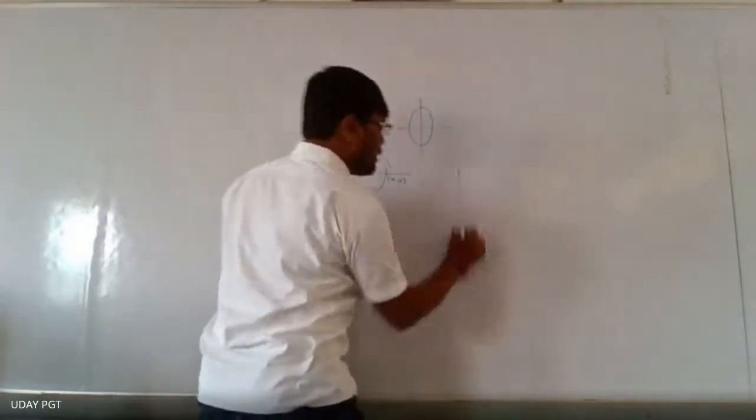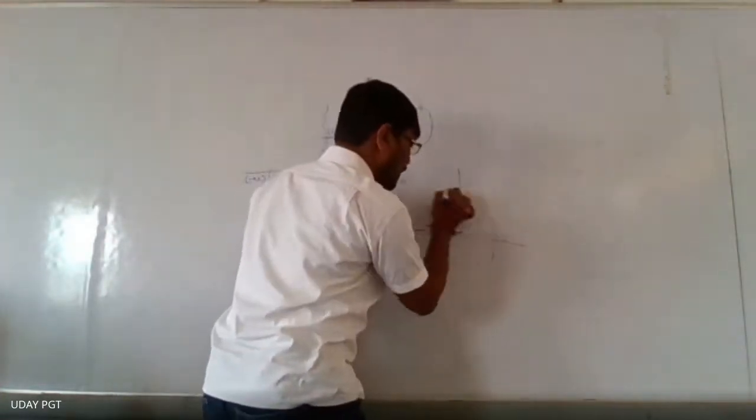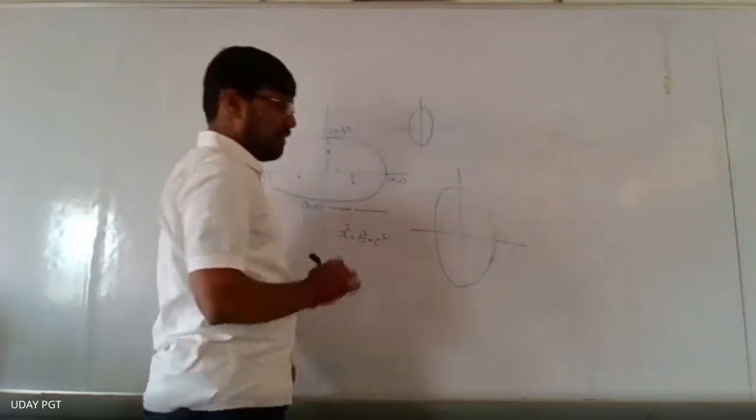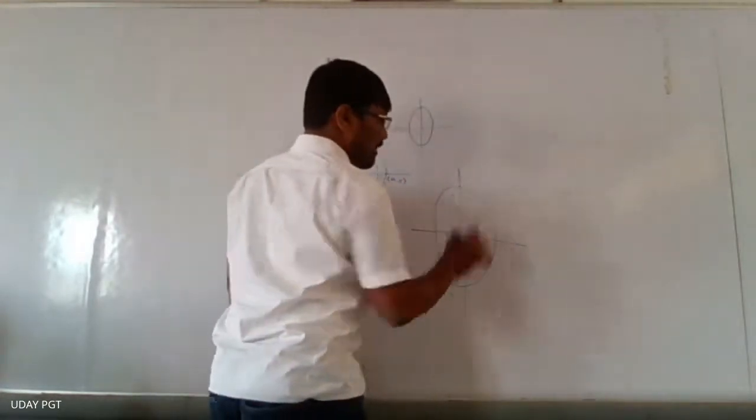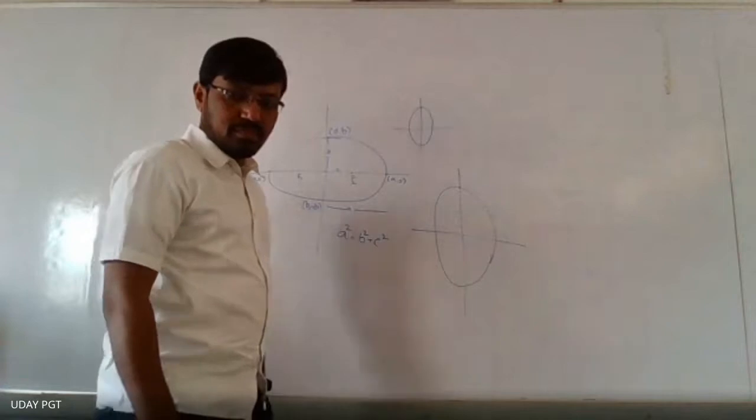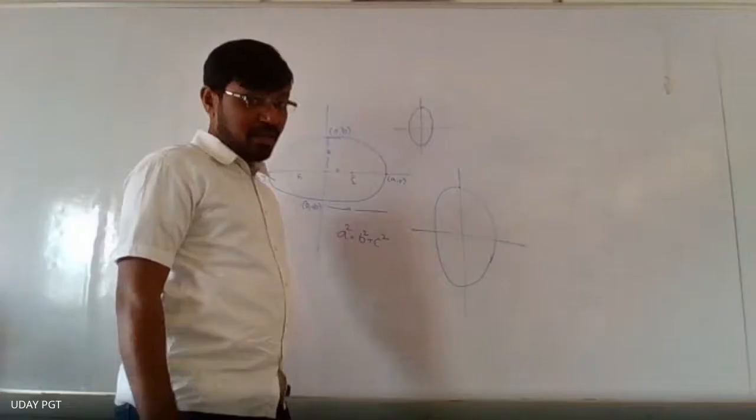Okay, shall I draw it a little bit bigger? Okay, like this. The ellipse is taken. So what are the coordinates of this one? 0 comma B. 0 comma B. B. 0 comma A, sir.